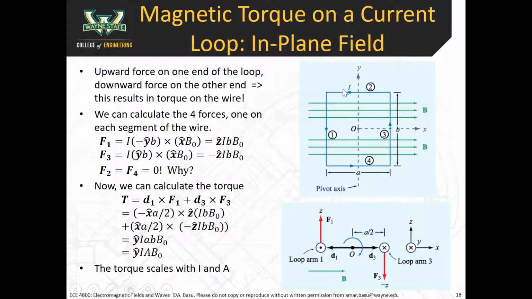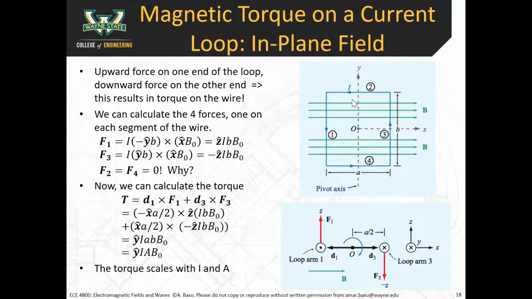Now, we talked about this as well: segment 2 and segment 4. Why do those segments have no force, or no torque, I should say? They're parallel to the magnetic field. Segment 4 is in the same direction as the magnetic field, so 0 degrees between the two, and this is 180 degrees. When you do those cross products, sine of 0 is 0, sine of 180 is 0. So if the current is parallel to the field, you get no force.